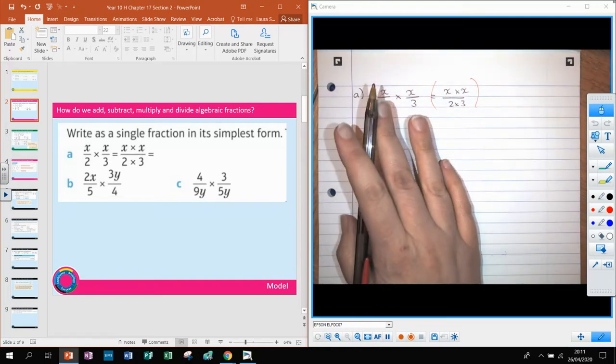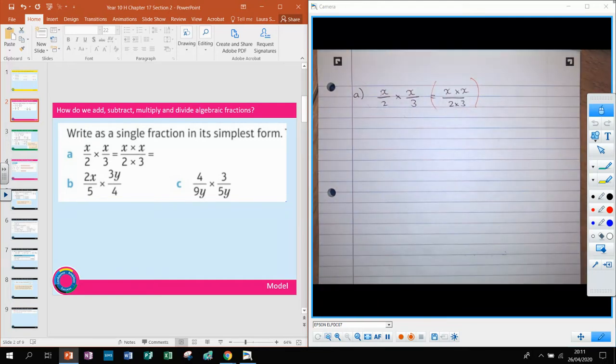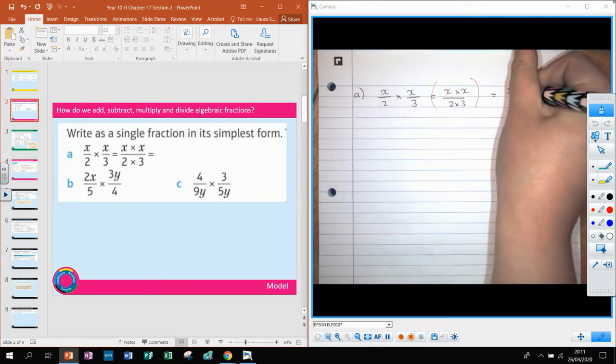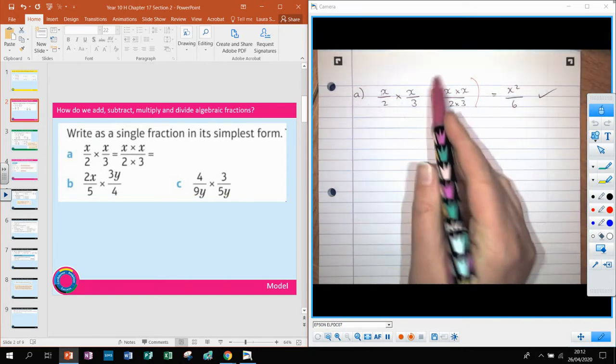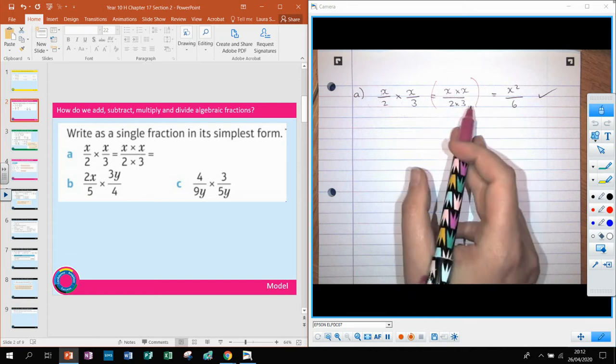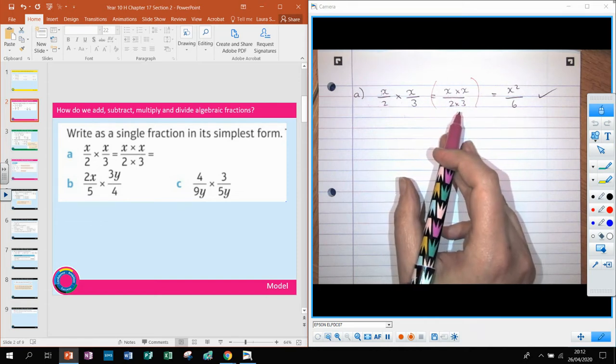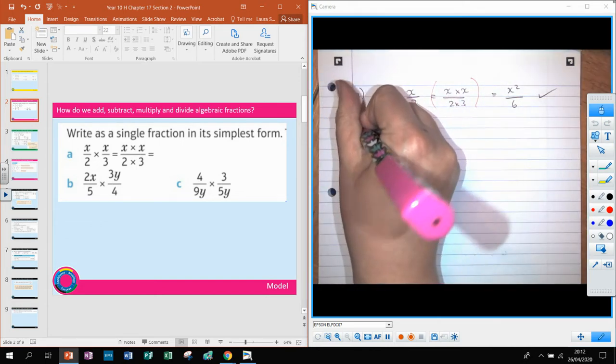If you can see right away that x times x is x squared, and that 2 times 3 is 6, then you're done. So this is optional. This is only there so that it can help you if you need it, but don't feel like you have to do that step.